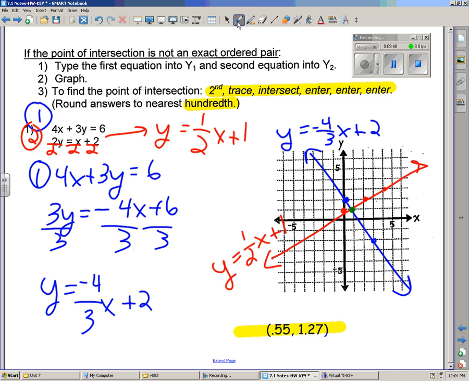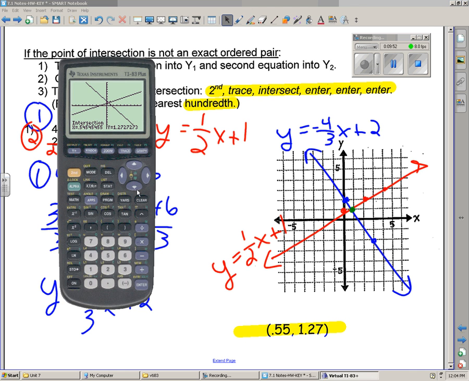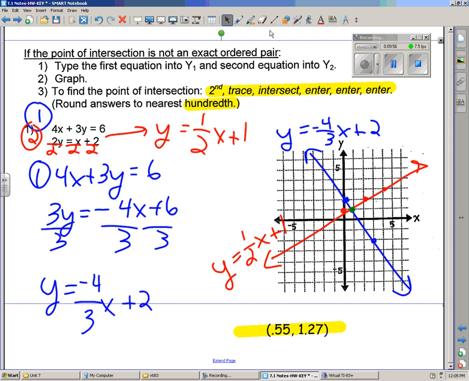Okay, let me just double check that I did that correctly. So 0.55 and 1.27. Perfect. Okay, so that's your solution.